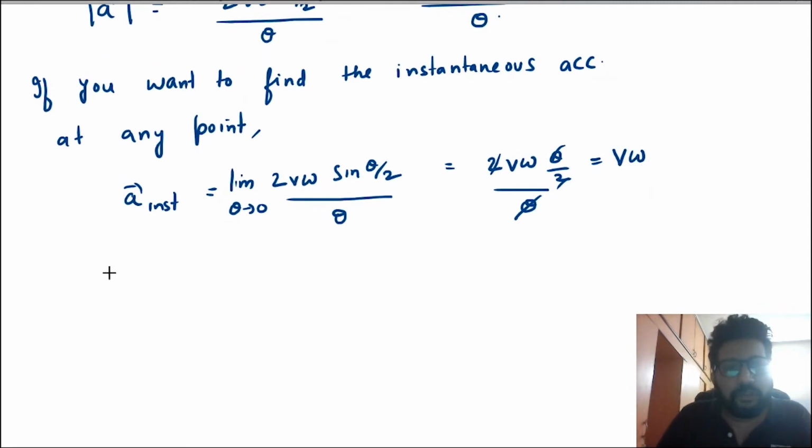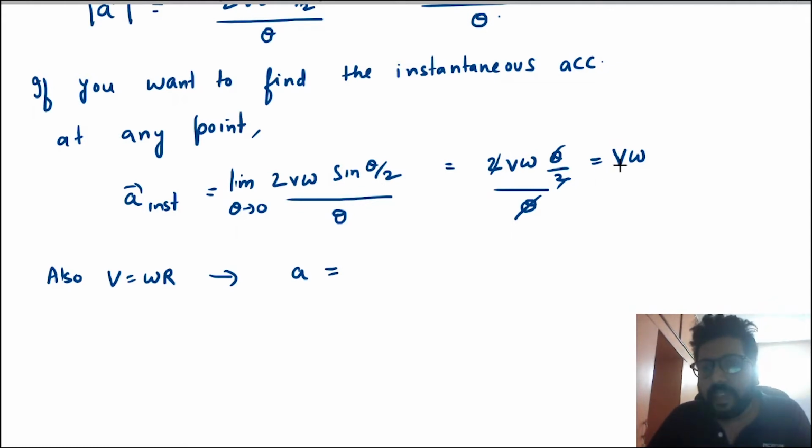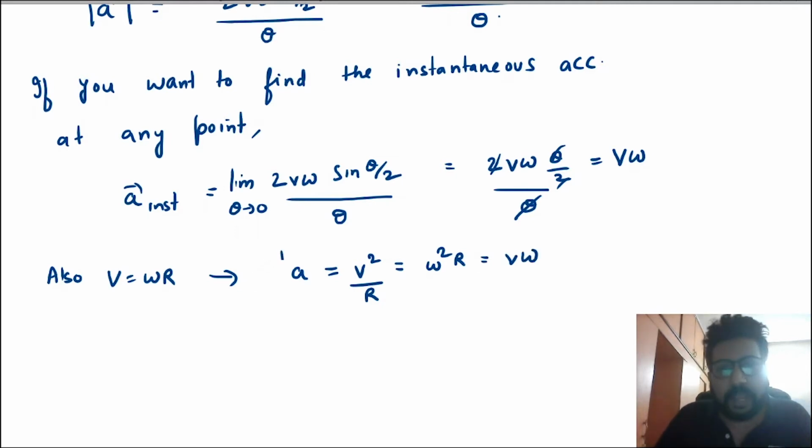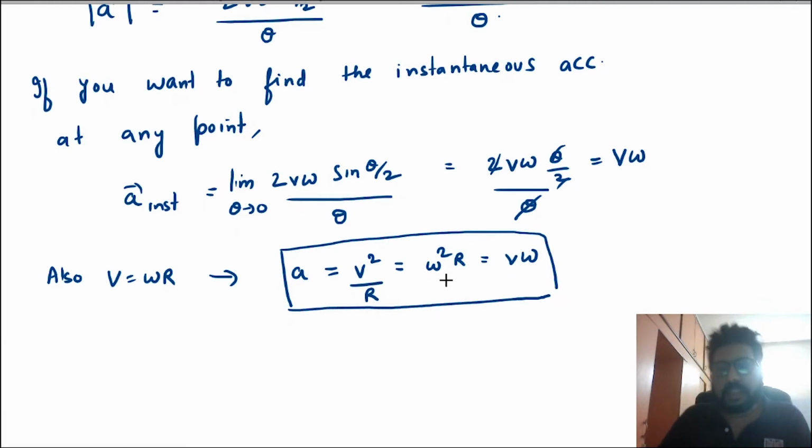But you also know v is equal to omega r. So therefore, you can say A is equal to v times omega, where omega can be replaced as v by r. So A is equal to v square by r, and also v can be written as omega r. So A is equal to omega r multiplied by omega, that is omega square r, and this is also equal to v omega. So this is the value of instantaneous acceleration at any point.